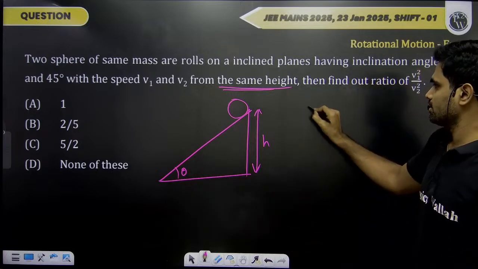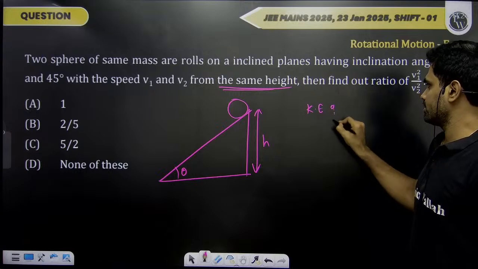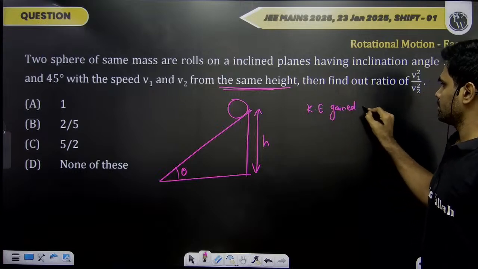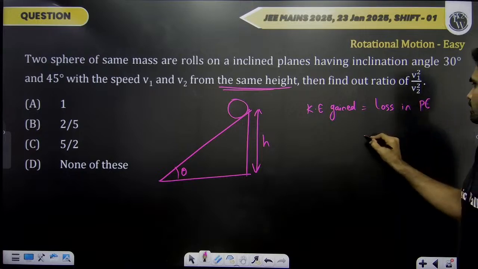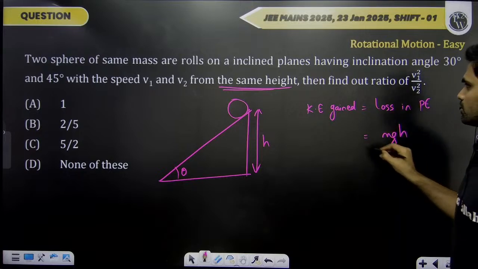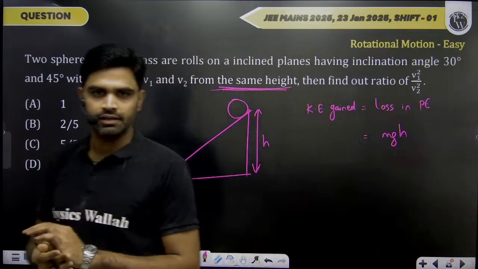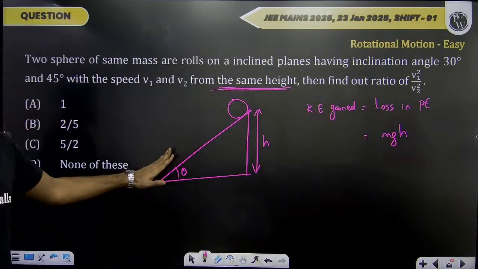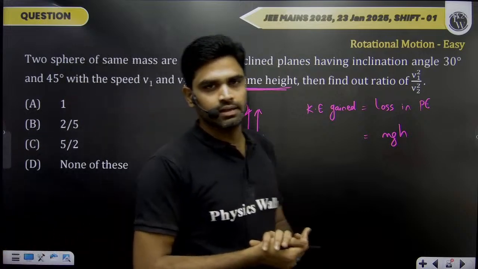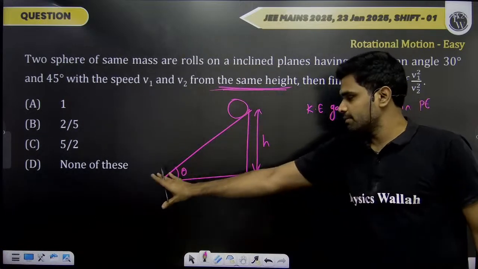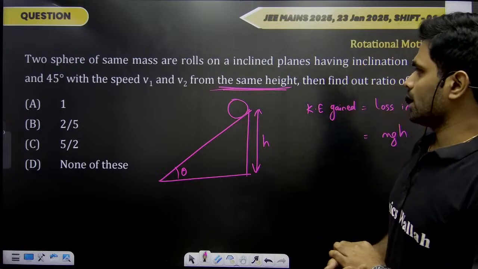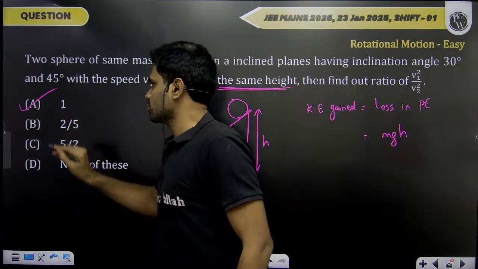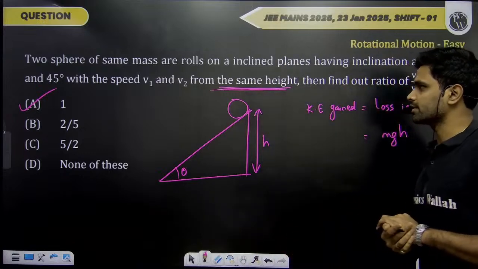Conserving energy, kinetic energy gained is the loss in potential energy. Now the loss in potential energy is mgh because they are dropped from the same height. So no matter what the inclination angle is, they will have the same kinetic energy by the time they reach the ground. So the answer would be 1:1. It is just a conceptual question. Don't get confused.